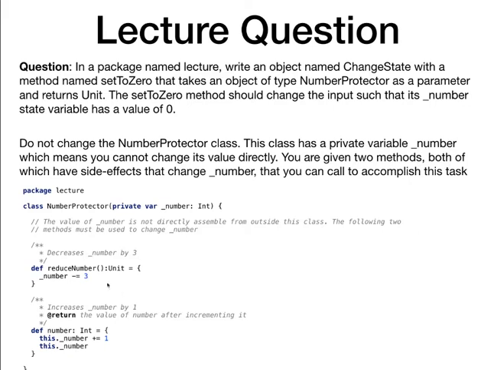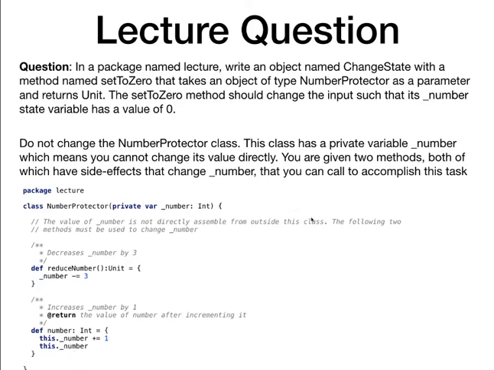So we can either reduce the number, which decreases that value by 3, or we can access the number, which is going to return it to us, but not before it increments it by 1. So every time we even check what that number is, it's going to change that state. So this is a very dynamic object. That state is going to change no matter what method we're calling. So we have to be careful about what we're doing.